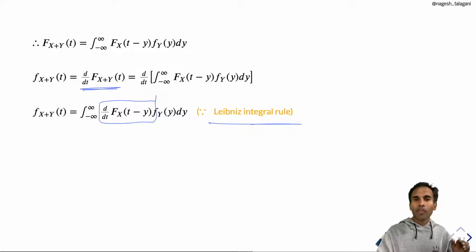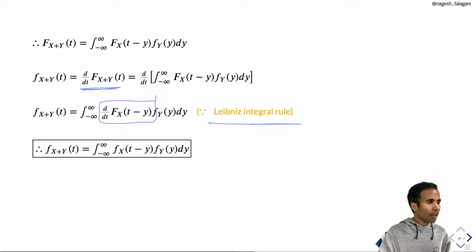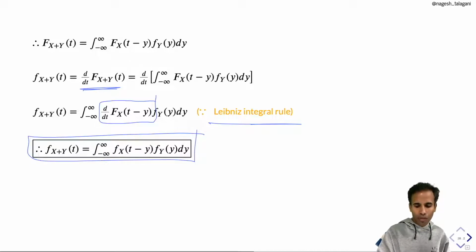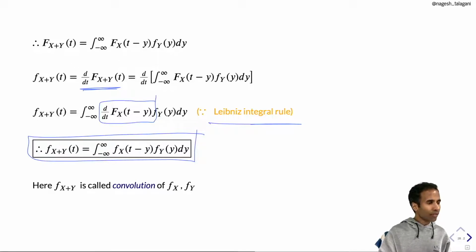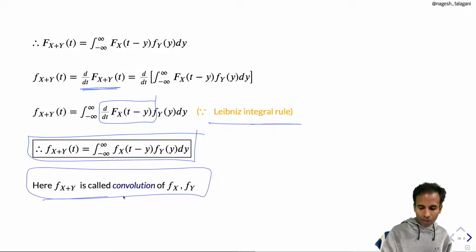If you differentiate the CDF, you will get the PDF, right? So the derivative of capital Fx of t minus y with respect to t is going to be small fx of t minus y. So this is what we end up with: fx plus y of t equals the integral from minus infinity to infinity of fx of t minus y times fy of y dy. This integral is with respect to y. This is the convolution formula for the PDF of x plus y in terms of the PDF of x and the PDF of y. Here fx plus y is called the convolution of fx and fy. Fine? Okay, next.